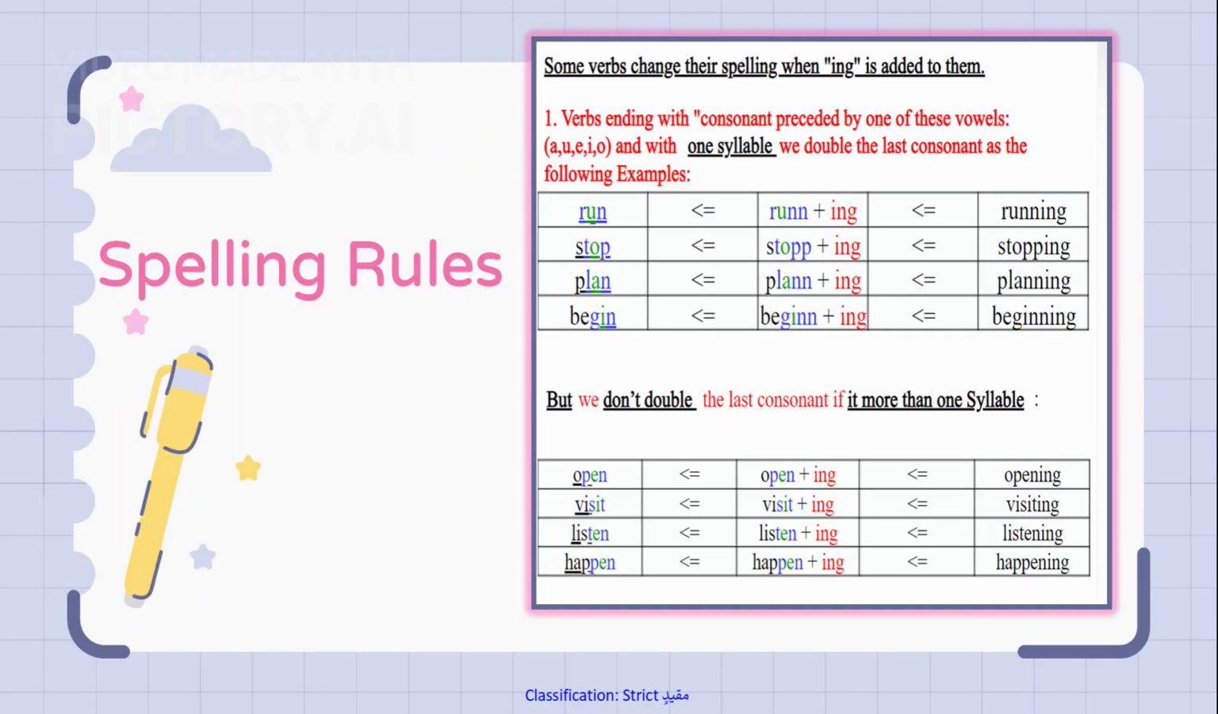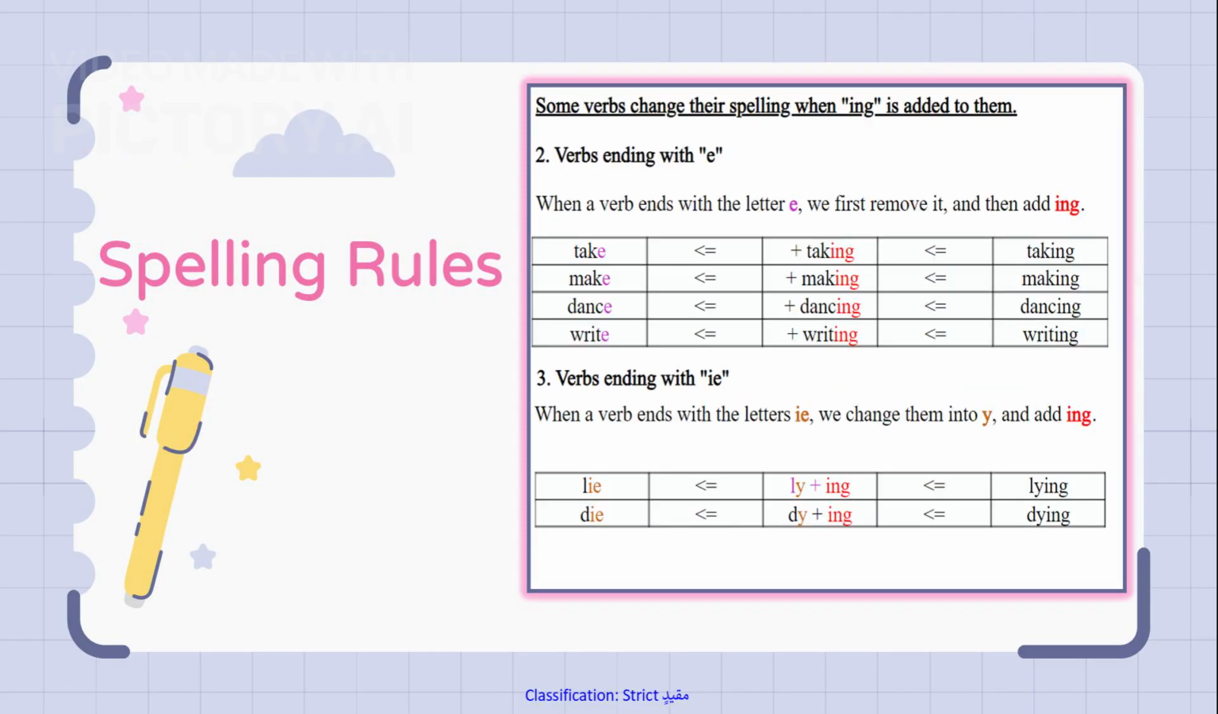When adding ing to verbs, some change their spelling. For verbs ending with a consonant preceded by a vowel, we double the last consonant. This rule helps us form words like running and stopping accurately. For verbs ending with e, we remove e and add ing. For verbs ending with ie, we change ie to y and add ing. These rules are essential for forming the present progressive tense correctly.